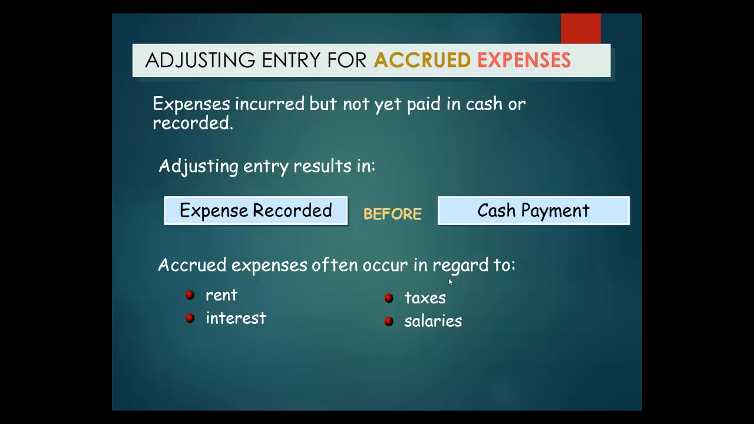Now we're going to do 2 accrued expenses. There are more. The 2 we're going to do have to do with interest expense and salaries expense. Examples of other ones could be tax expenses owed or rent expenses owed, but not yet paid or in cash or even recorded.